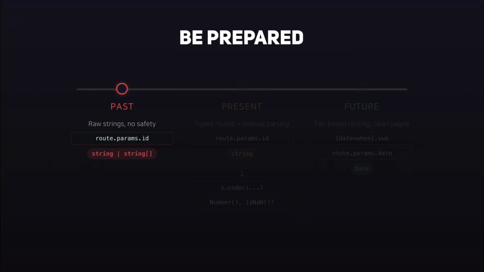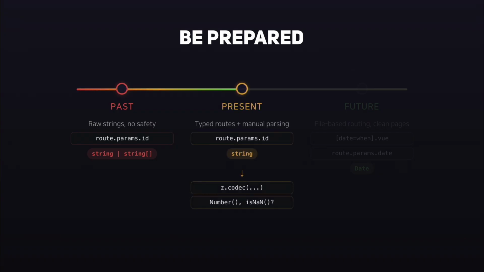In the past, we were doing just raw strings, no safety on route params. We had even no safety on the param name itself. Nowadays, you can already use typed routes with file-based routing, and you can already get proper type safety on the keys of the params, but also if they are strings or arrays of strings, you also get that safety.